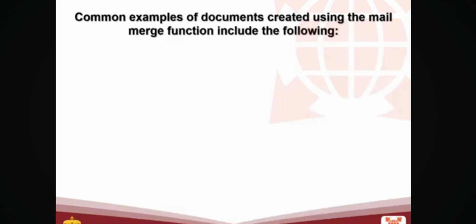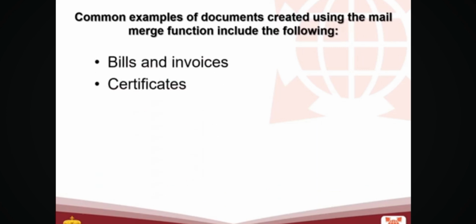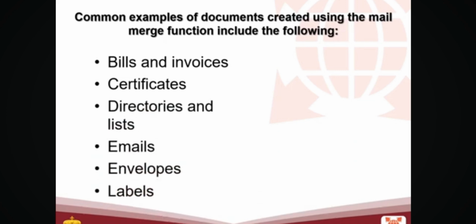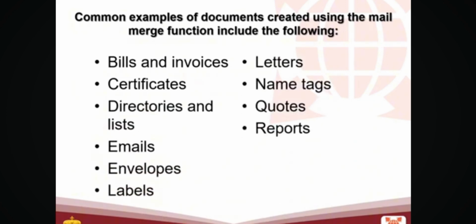Common examples of documents created using the MailMerge function include the following: bills and invoices, certificates, directories and lists, emails, envelopes, labels, letters, name tags, codes, reports, and surveys. Take a look at how MailMerge works.